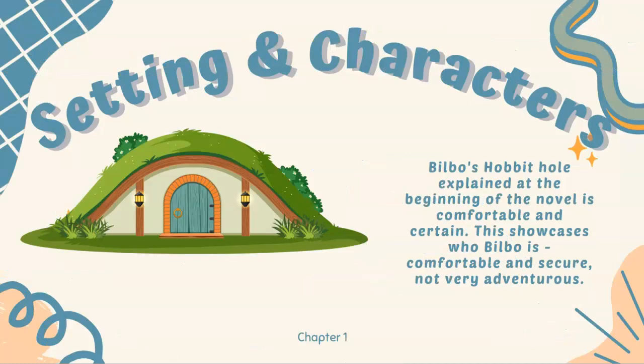As you continue on, I want you to continue to consider how the setting can influence and develop the plot, but also how it can influence characters. This is a picture of Bilbo's house called Bag End, or the Hobbit hole. Bilbo's Hobbit hole is explained at the beginning of the novel as comfortable and secure. This setting can also showcase who Bilbo is. He's a very comfortable, secure, and not very adventurous person.